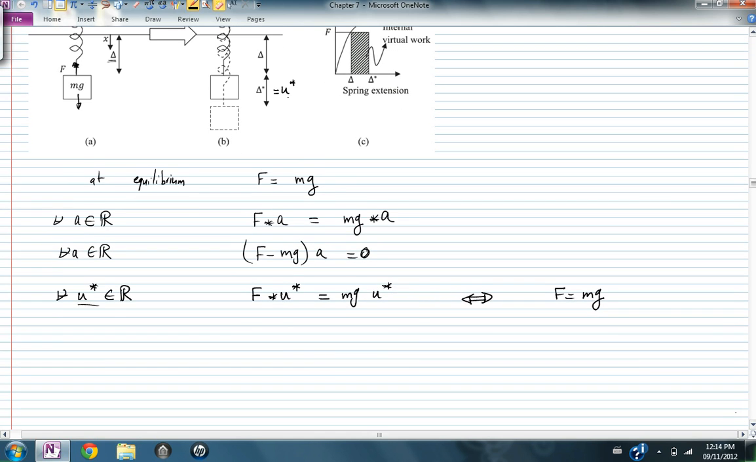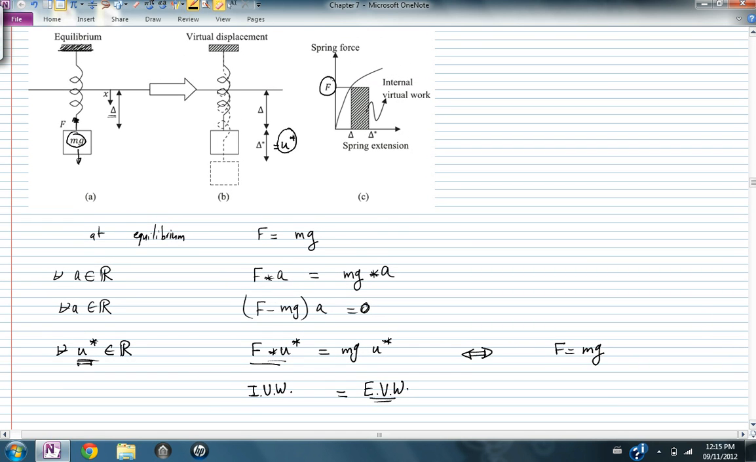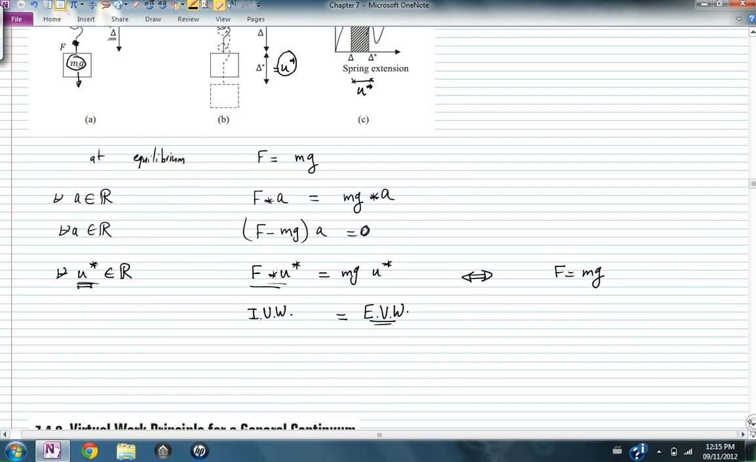When I call u star a displacement, I can call F multiplied by u star the internal virtual work in the spring. Work, because it's a force multiplied by a displacement. And mg multiplied by u star, I'm going to call the external virtual work, because it's the external force mg multiplied by the displacement u star. It's internal virtual work because it's the force in the spring multiplied by the distance u star. And so we arrive at the statement of virtual work, that the internal virtual work is equal to the external virtual work in a 1D system.